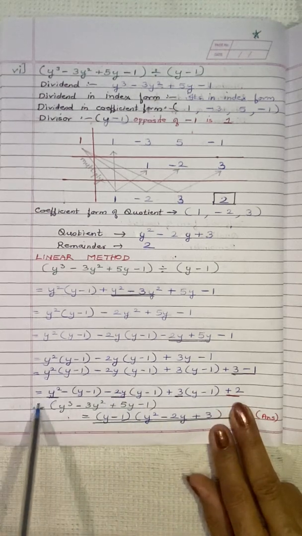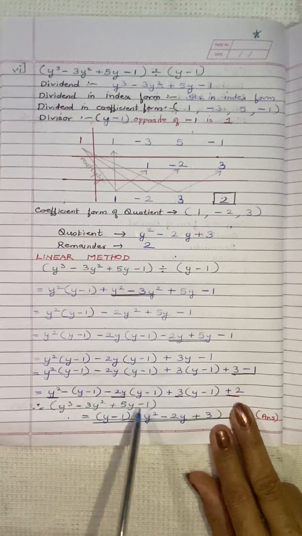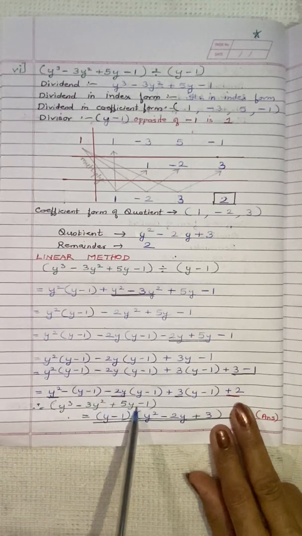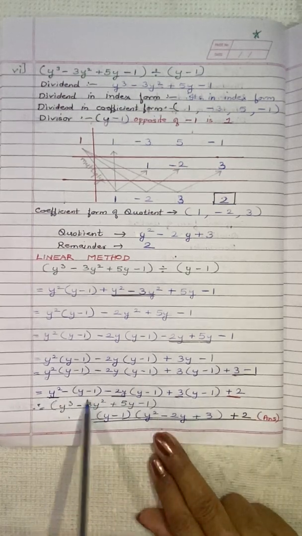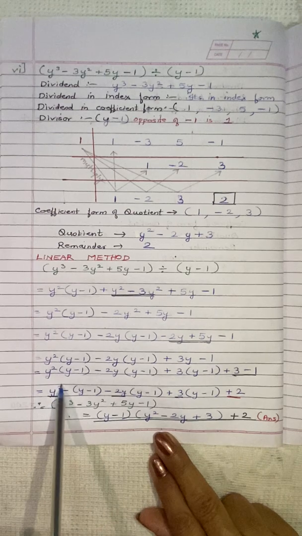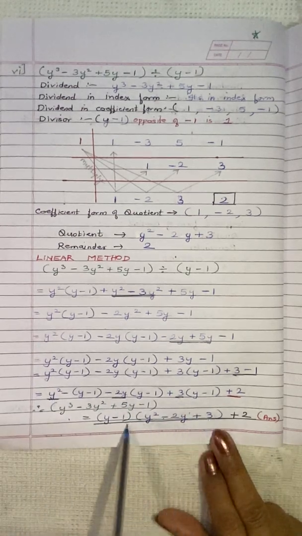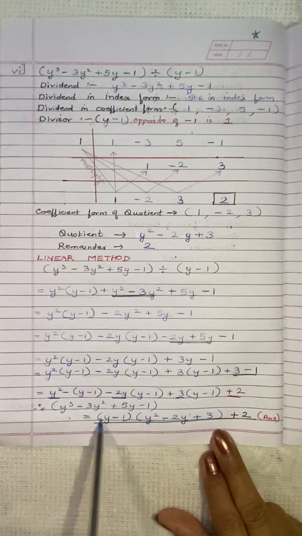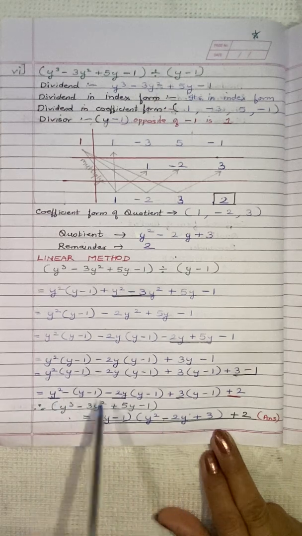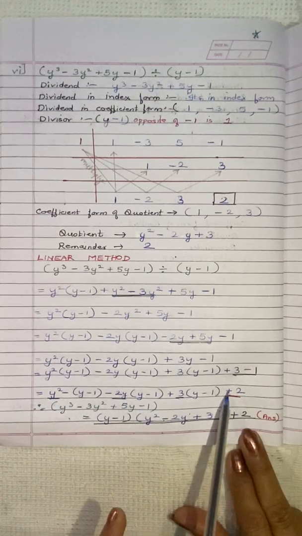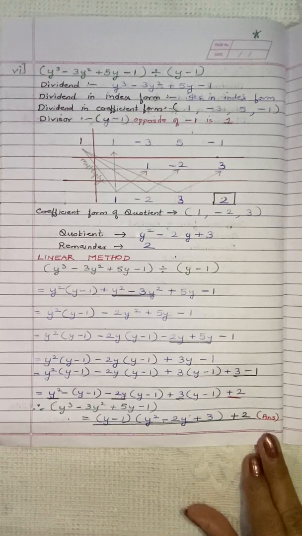Now we'll write the answer. This is the question. Dividend, that is y cube minus 3y square plus 5y minus 1. Now this is the divisor, y minus 1. So quotient is y square minus 2y plus 3. So dividend is equal to divisor multiplied by quotient, plus remainder. This is the answer. So we have finished with the practice set.